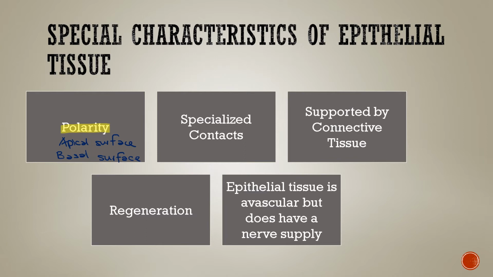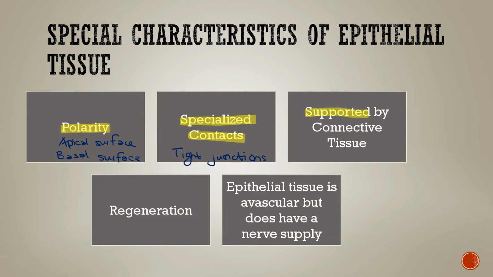The next characteristic is going to be specialized contacts. So except for glandular epithelia, epithelial cells will fit very closely together to form continuous sheets of cells. They're generally held together by tight junctions. Remember, we talked a little bit about tight junctions in last chapter, and these tight junctions really prevent substances from leaking through the spaces between cells.